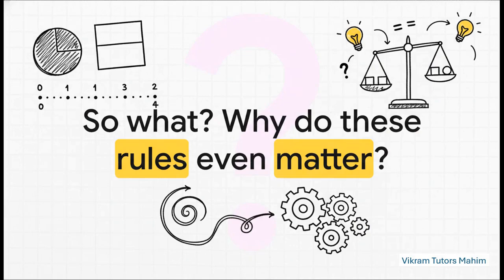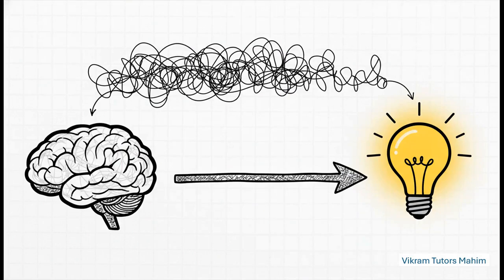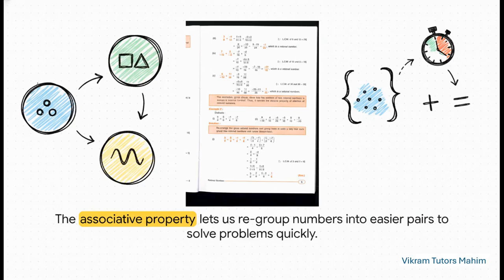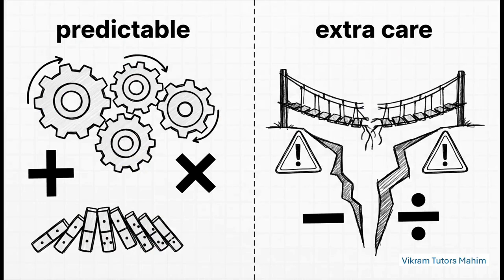Okay, so who cares, right? Why do any of these abstract rules actually matter? Because they aren't just rules, they're actually powerful mental shortcuts that we use all the time. The associative property lets you regroup numbers to find the easiest way to solve something. Knowing the rules tells you where you can be flexible and where you really have to be careful.